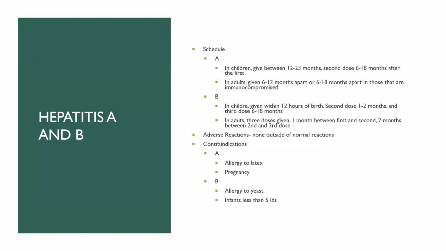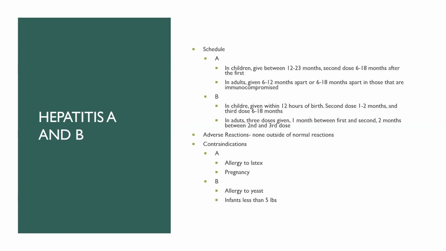The hepatitis B vaccine is given in children within 12 hours after birth. They do get a second dose 1 to 2 months later and a third dose between 6 and 18 months of age. In adults, they would still need the 3 doses. So we would have 1 month between the first and second dose, 2 months between the second and third dose, and there should be 4 months between the first and third dose. Adverse reactions are rare, and typically any reactions that they have are going to be the typical reactions that we see with any vaccine.